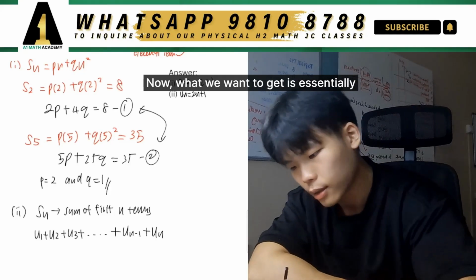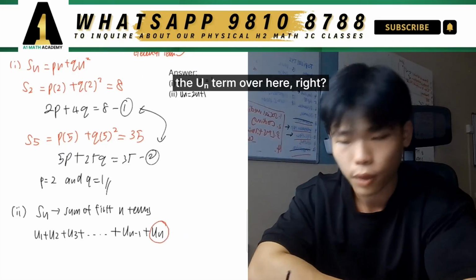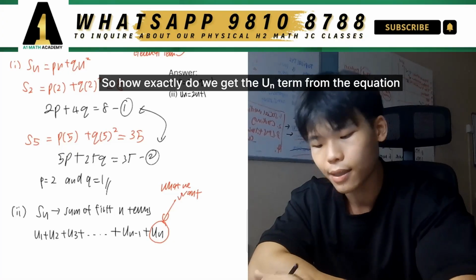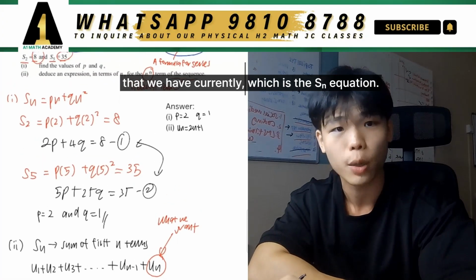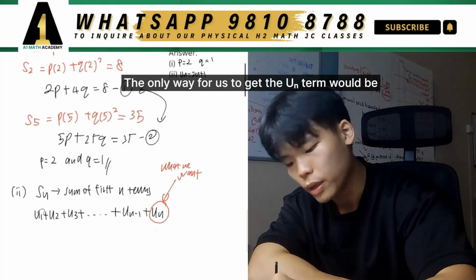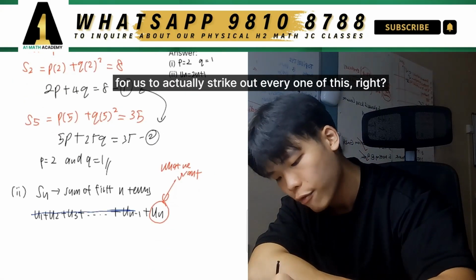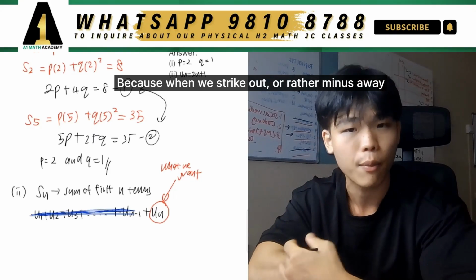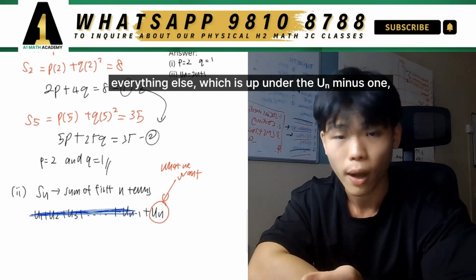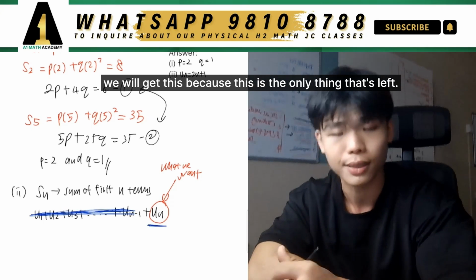Now, what we want to get is essentially the un term over here, right? This is what we want. So how exactly do we get the un term from the equation that we have currently, which is the Sn equation? The only way for us to get the un term would be for us to actually strike out every one of these, right? Because when we strike out, or rather minus away everything else, which is up until the un minus 1, we will get this, because this is the only thing that's left.